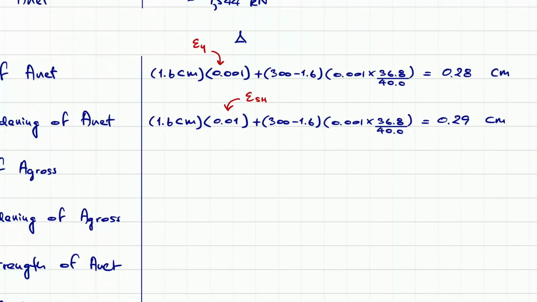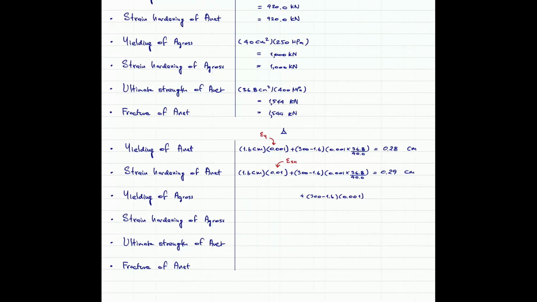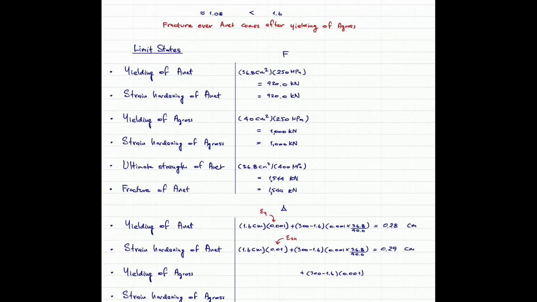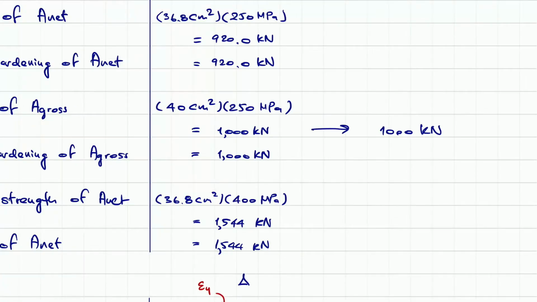So the part over here on the back is easy to calculate. 300 minus 1.6, then multiply by 0.001 as the A cross yield. But what happened to the A net? At the yielding of A cross, you know the force, right? Yielding of A cross force is equal to 1000 kilonewton. That is going to cause how much on the A net?